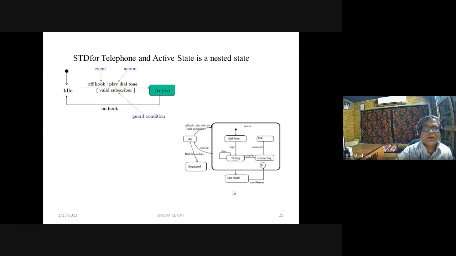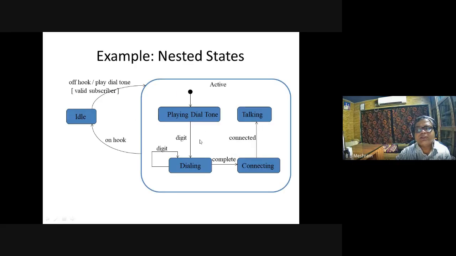So just now we have seen the STD for telephone, and the active state is nested in the state transition diagram. So this is an STD for telephone and this is the nested state. So you can see here telephone state is idle. When it is off hook, it will play dial tone under the guard condition valid subscriber. Now active state is a nested state, so it will start playing dial tone.